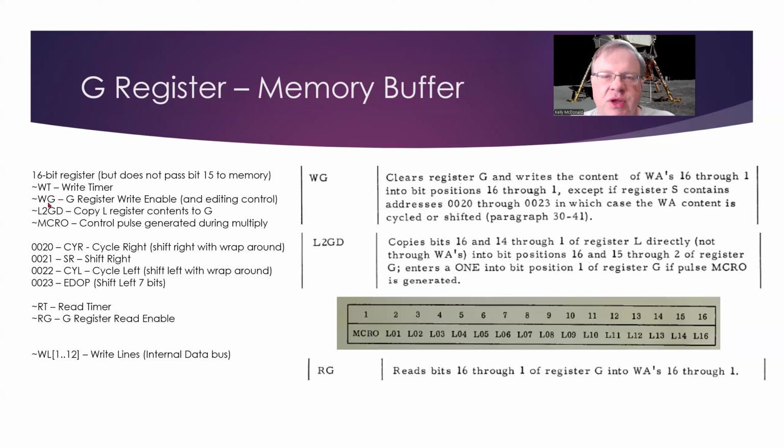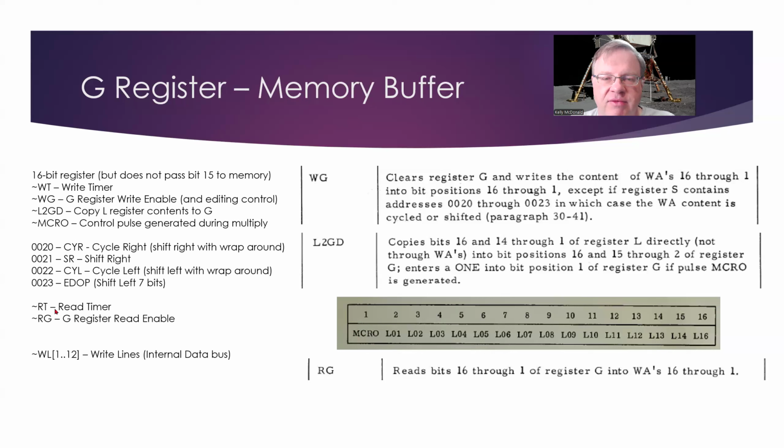In addition to WG, there's this L2GD control pulse, which copies the contents of the L register to G, but it's not a one-to-one copy. You can see it shifts things over by 1 bit, except for the parity bit, L15, which gets booted, and it inserts the contents of MCRO into position 1. MCRO is a control pulse that's generated during multiply instructions, so that's one of the other functions that the G register is used for.